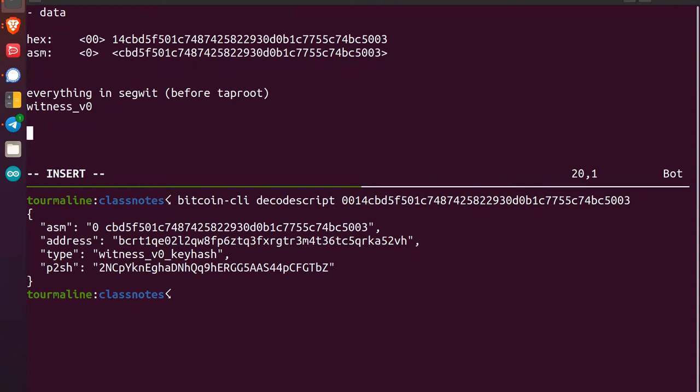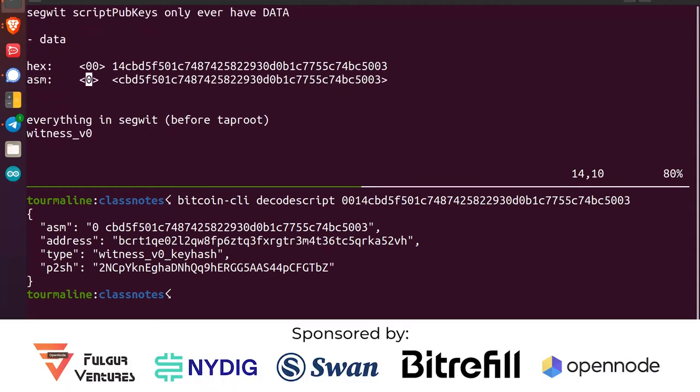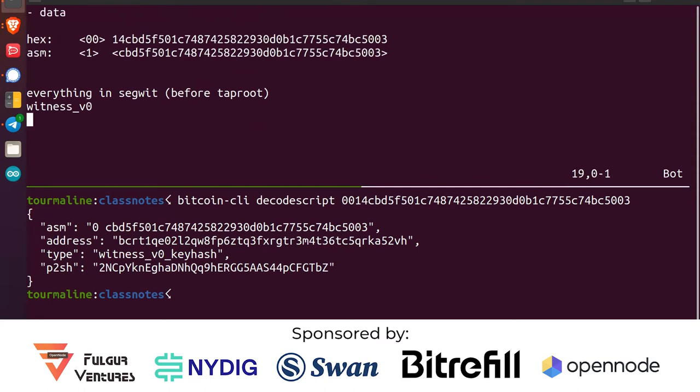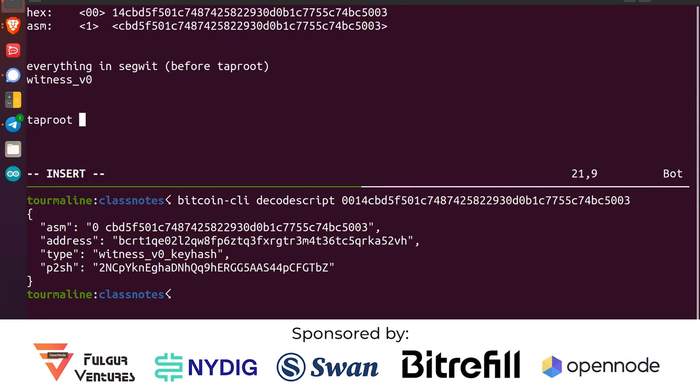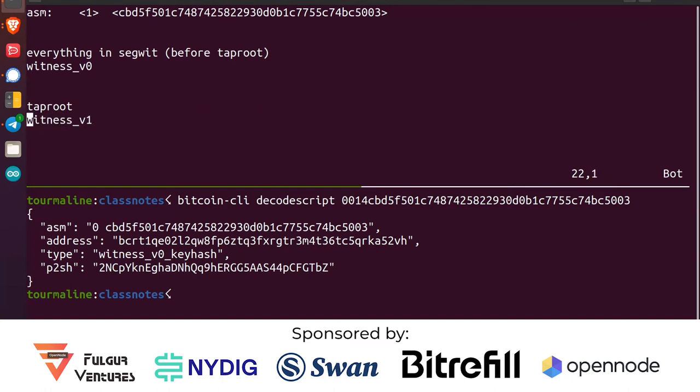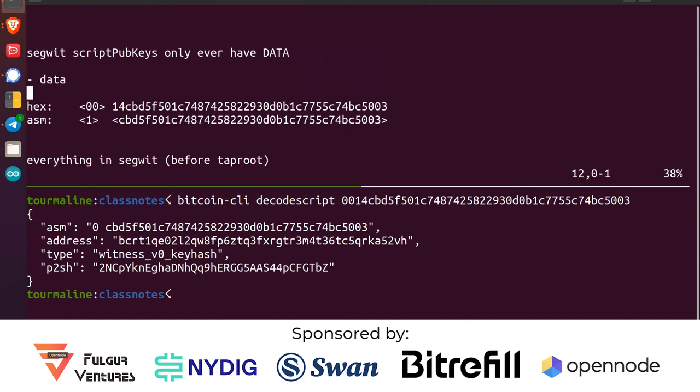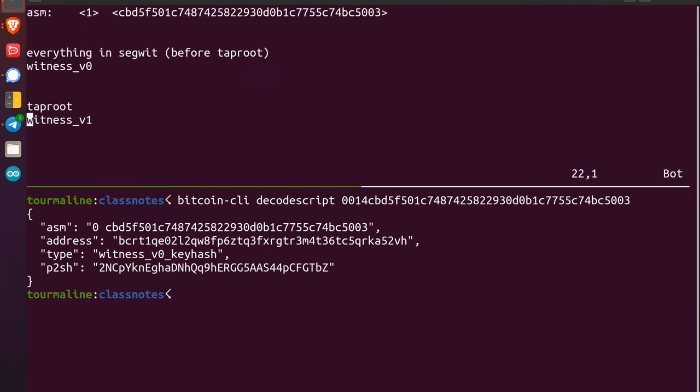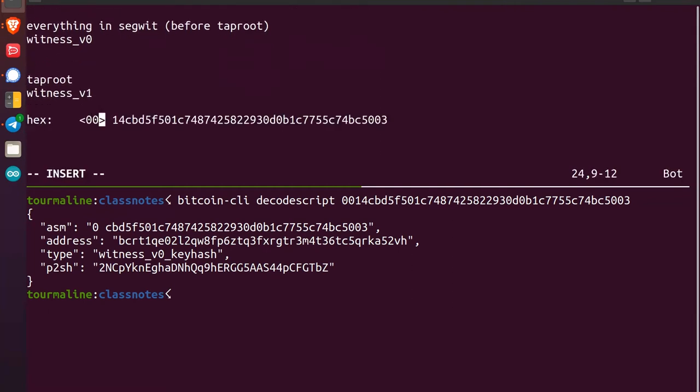How do you tell a Bitcoin node that you're now using the new rules for opcodes that are included in Taproot? The answer is you change this number from a zero to a one. Everything in Taproot on chain is known as witness v1. I think I can just change this to a one. Is that going to work? I don't know.